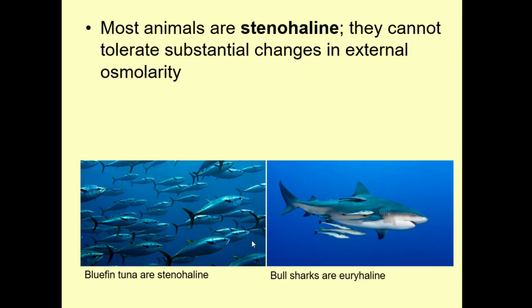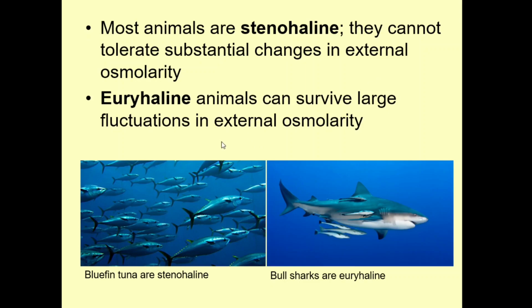Although we do get some aquatic animals that are euryhaline, and these are animals that can alter and adjust their osmoregulatory mechanisms, and we'll look at some of these in a moment. They are able to adjust and make changes to the osmoregulatory mechanisms, which will enable them to move from freshwater into seawater, seawater into freshwater, some for very long periods of time, some for just short periods of time. And essentially they can change and survive these large fluctuations in external osmolarity.